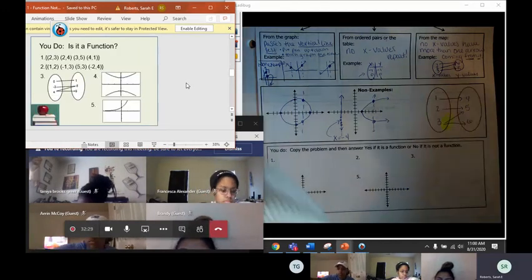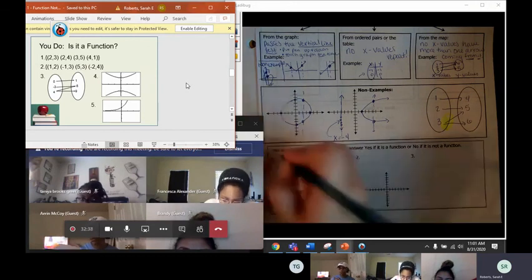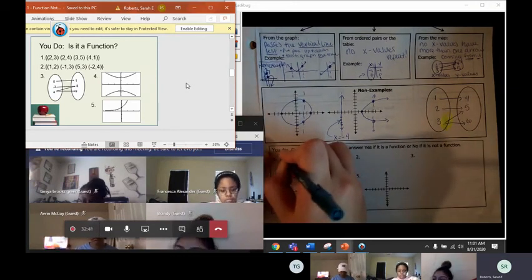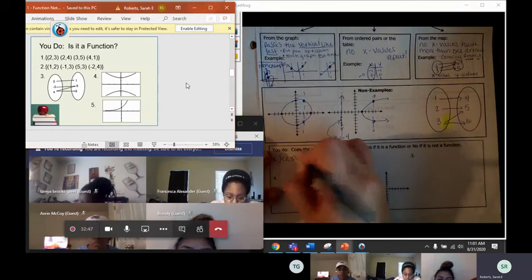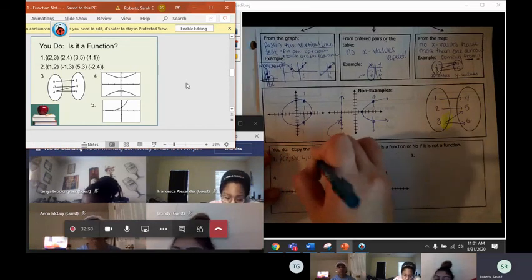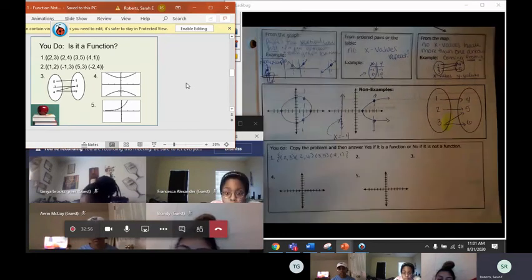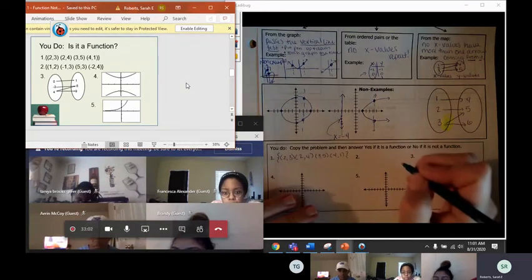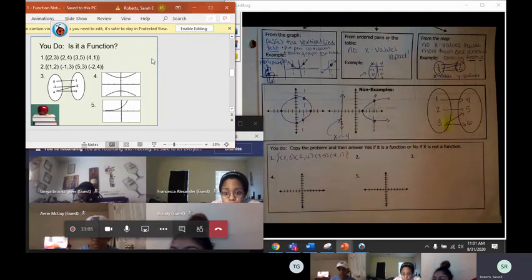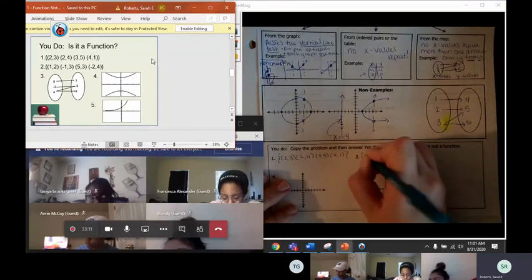Okay, so the last little section is a you do. So you copy the problem and the answer yes, it's a function, or no, it's not a function. So number 1 has 2, 3, and I'm not going to force you to copy it down if you don't want to, if you feel like you have a lot of examples. 3, 5, 4, 1. So is this a function? And these are on the PowerPoint. If you have that open, it's easier to copy it down from the PowerPoint rather than my terrible handwriting.